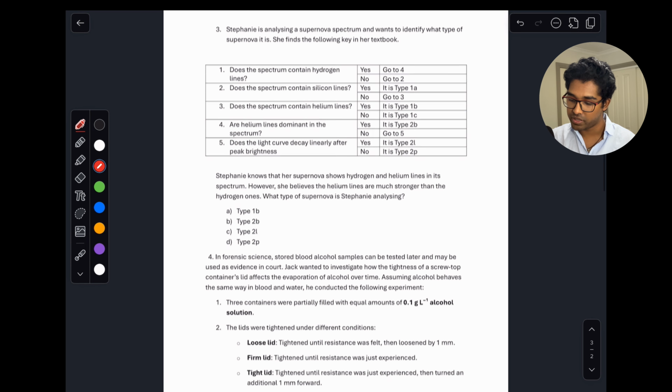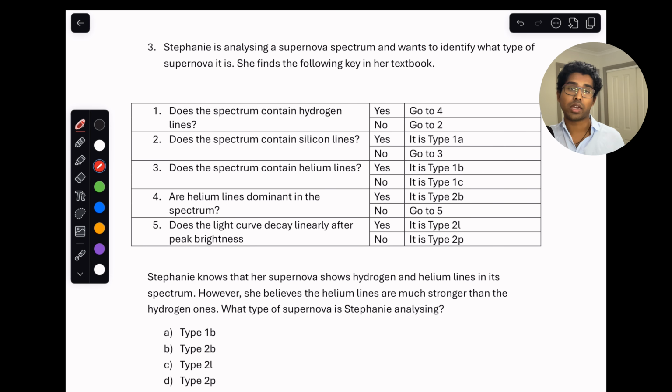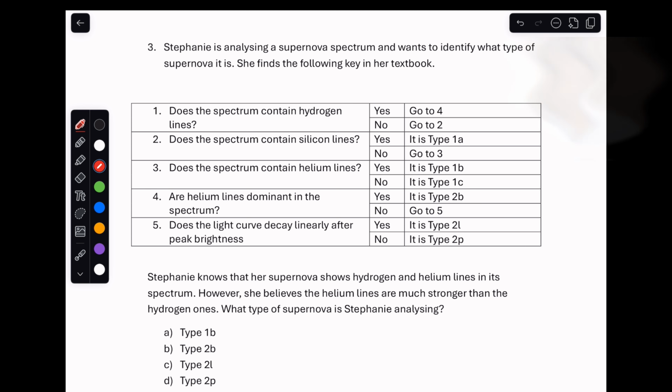Hopefully that was a good one. So let's jump into question 3. Again, take your own time to read and answer this question. When you're ready, you can unpause me.